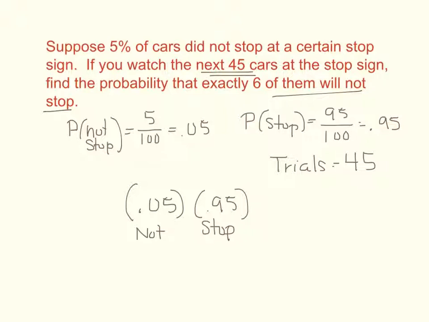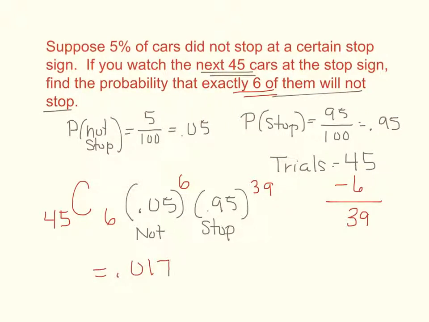And again, we're watching the next 45 cars. Find the probability that 6 of them will not stop. So we'll put a 6 on the 0.05. And 45 minus 6 is 39. So 39 do stop, sorry. It's always a little more stressful when what you are counting is actually the not. It's a little more confusing. You have to be careful. And we need our combinations at the front. If we have 45 cars, how many groups of 6 would be the ones to not stop? And that would be 0.0172.